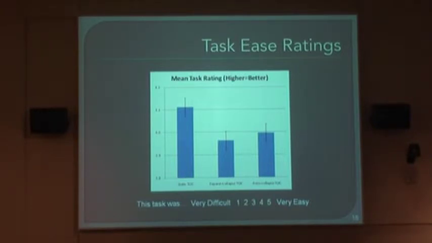Most of these studies that we do are between groups or between subjects, meaning that each person only used one of these. Each person in the study used either the static TOC or the auto collapse or the expand collapse, and they never even saw the other ones. And so people actually felt that it was easier with the static TOC as well.